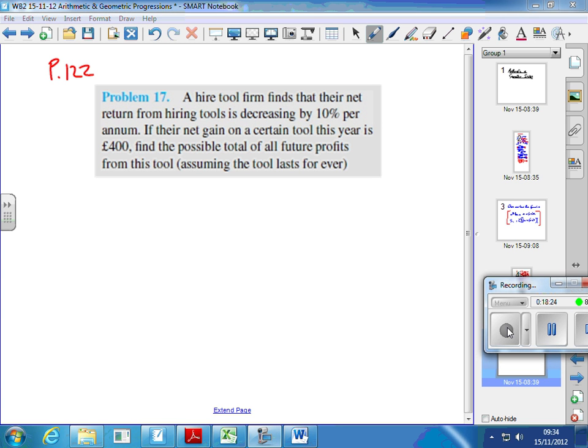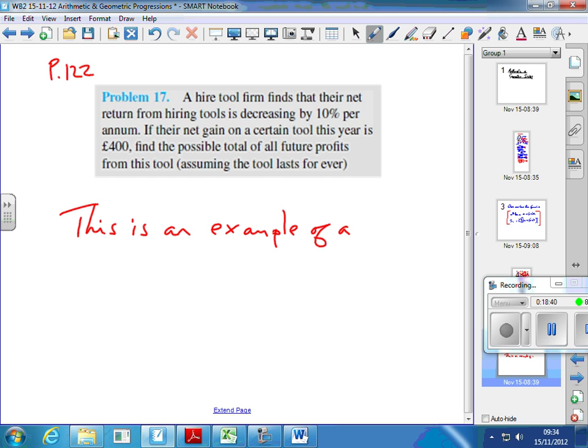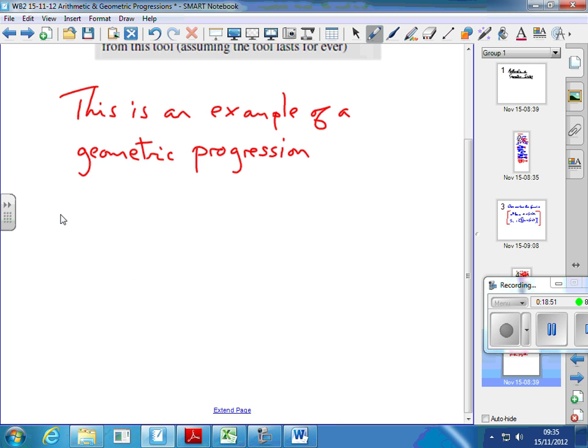So let me show you generally what this means, and then we'll look back at this example again and try and solve it. So this is an example of a geometric progression. Again, we start off with the first term, a, but then we multiply to get the next term. We multiply by a common ratio, by a constant, by a number, r.